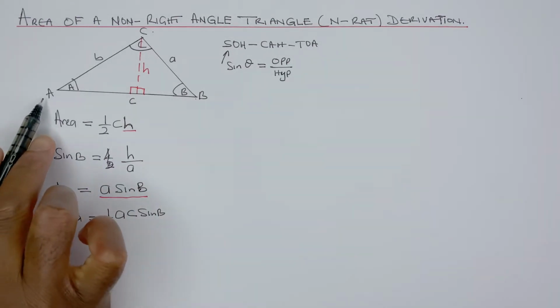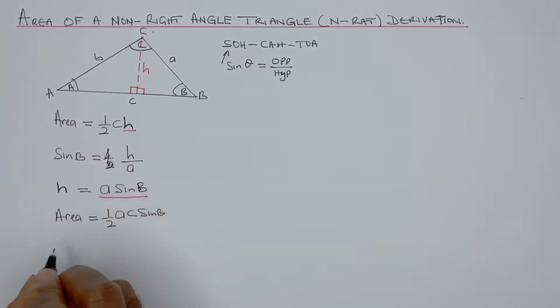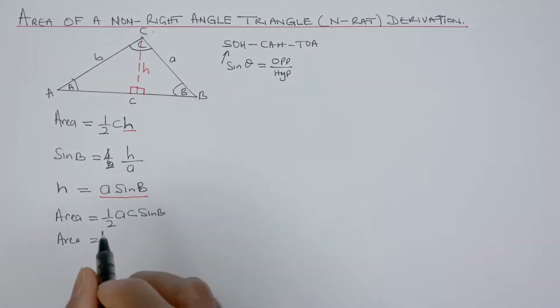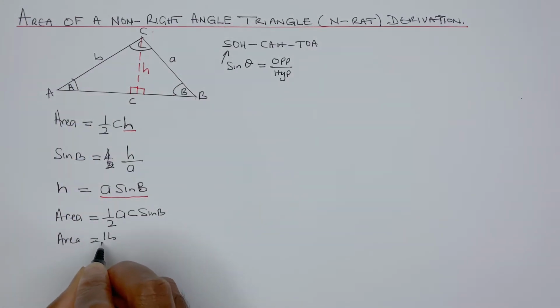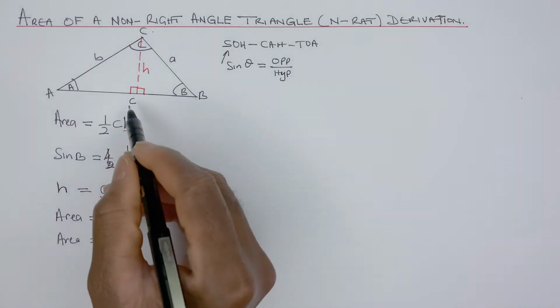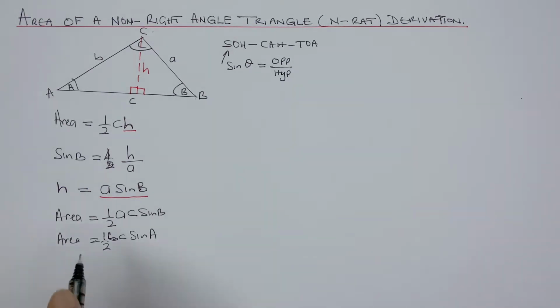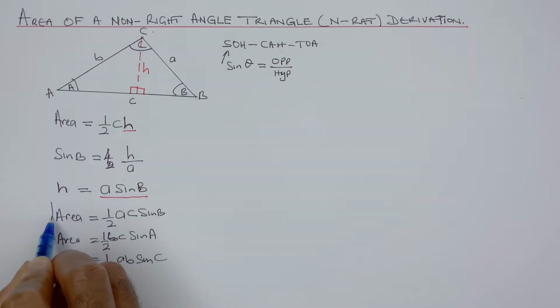So to work out the area using angle A, look at the two sides to A. It's going to be a half b c sine A, because c and b are the sides to A. If you're going to do it for C, you have to do area equals a half a b sine C. So that's how you work out the area of a non-right angle triangle.